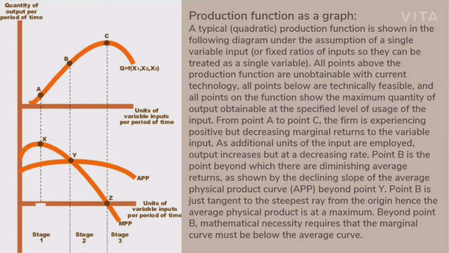From point A to point C, the firm is experiencing positive but decreasing marginal returns to variable input. As additional units of inputs are employed, output increases but at a decreasing rate. Point B is the point beyond which there are diminishing average returns as shown by the declining slope of the average physical product curve beyond point Y. Point B is just tangent to the steepest ray from origin, hence the average physical product is at a maximum. Beyond point B, mathematical necessity requires that the marginal curve must be below the average curve.